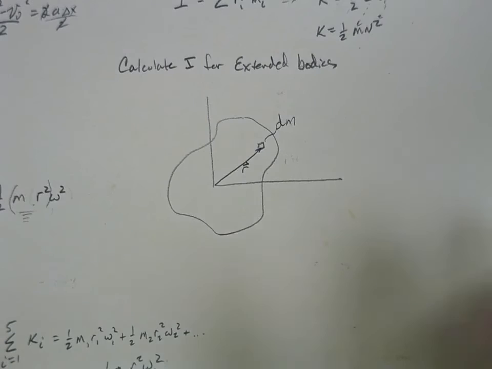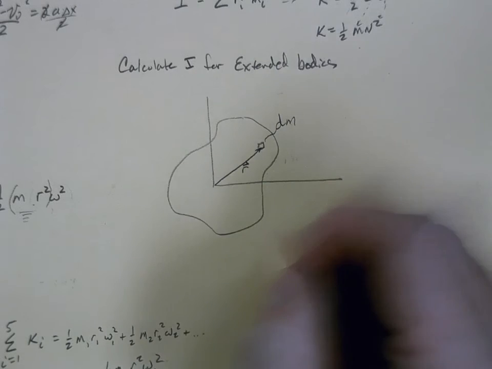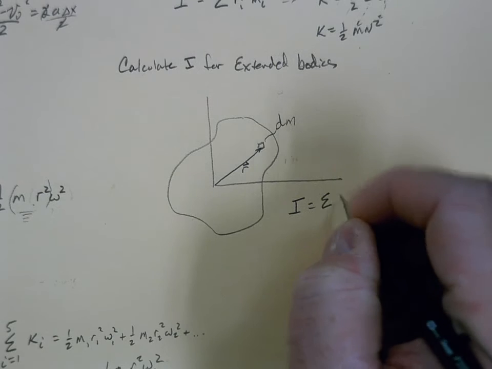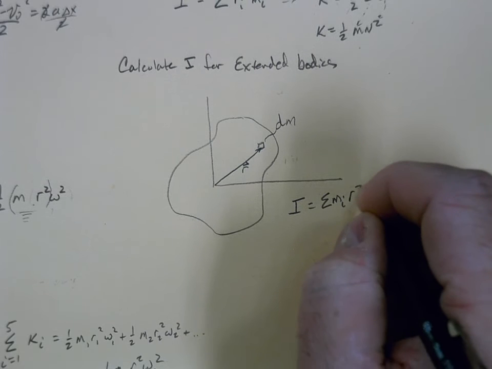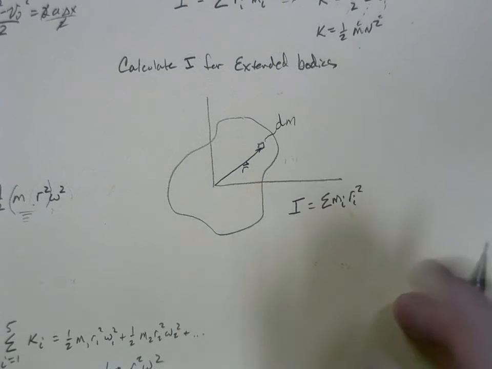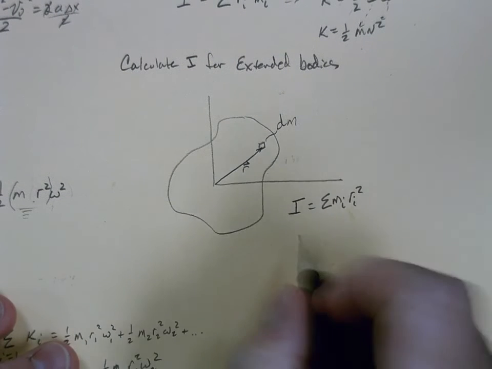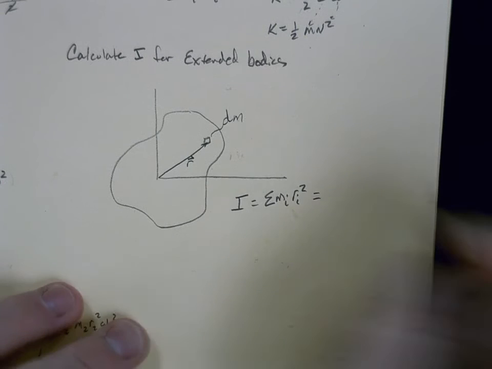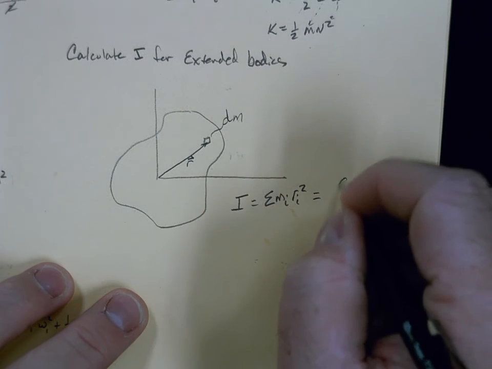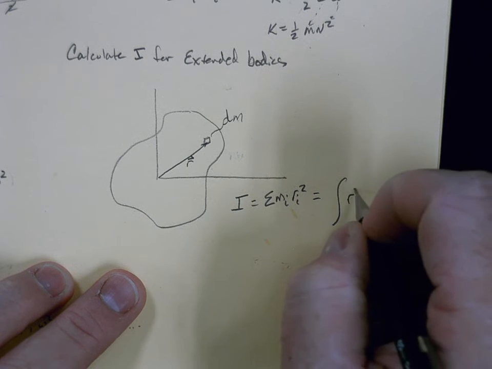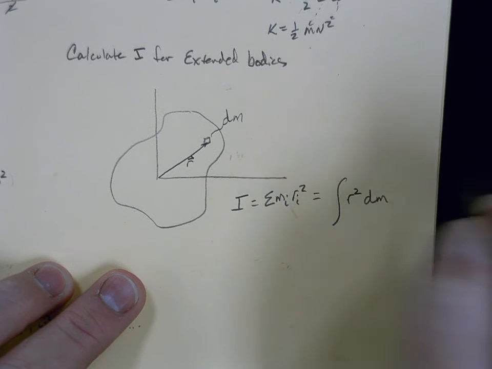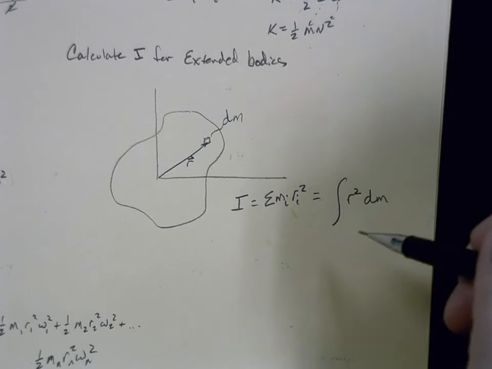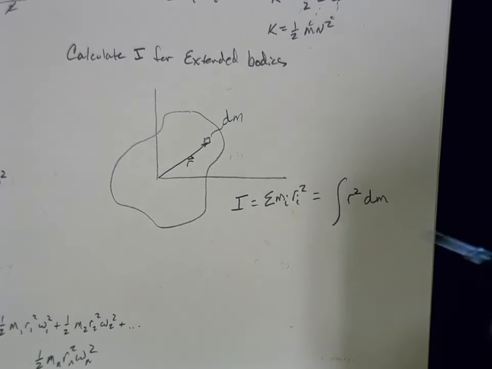Okay, and we know that our moment of inertia equals the sum of m_i r_i squared. I just flipped them around. Well, this is going to lead to, because summations always do, I equaling the integral of r squared dm. Now, this only works, the integral of r squared dm, for highly symmetrical mass distributions.